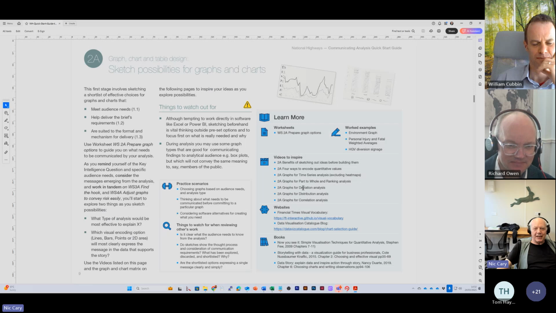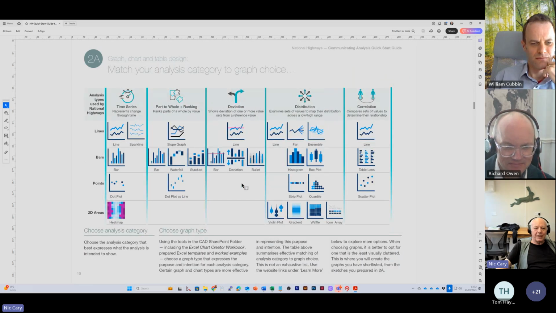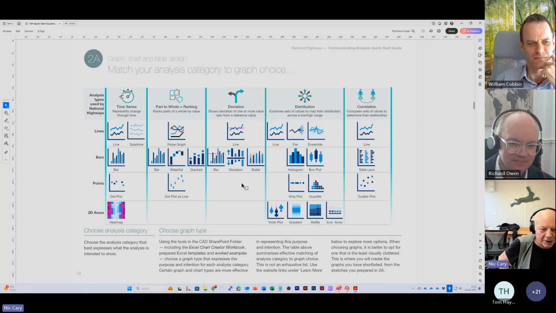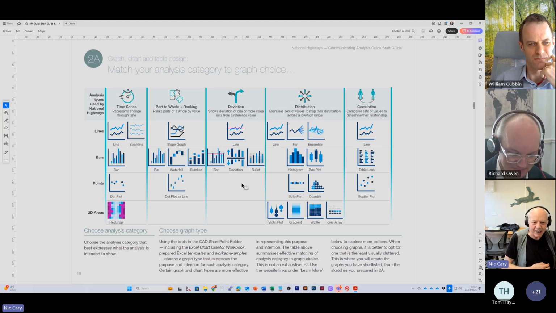But essentially, if you're thinking about visualization, the starting point really is to match your analysis category to graph choice. There's lots of different options, but it is critical to keep within the general area of analysis. So if it's a deviation, there are certain chart choices. If you go outside of that, you're not going to be able to communicate well. Distribution has all sorts of opportunities. You can use lines, bars, points, or 2D areas.